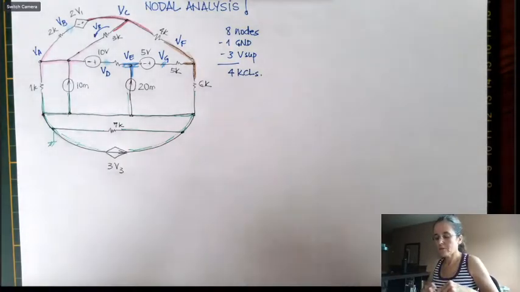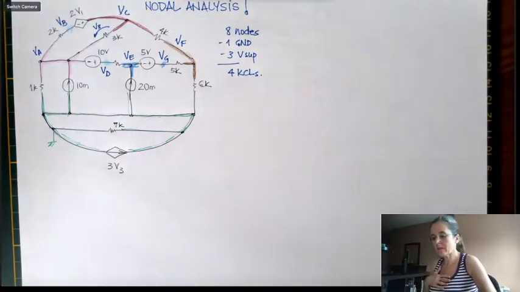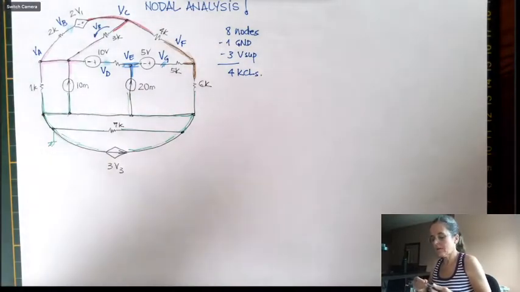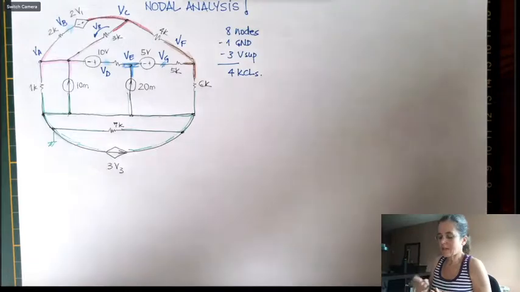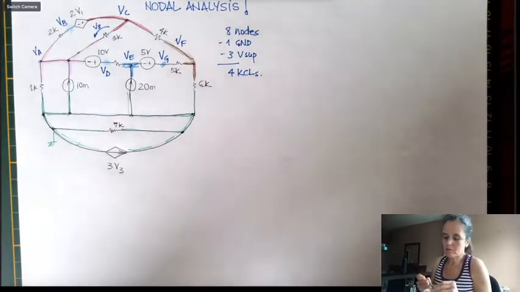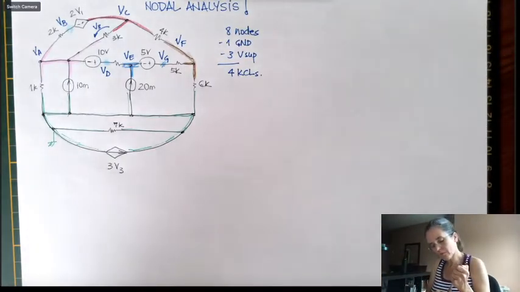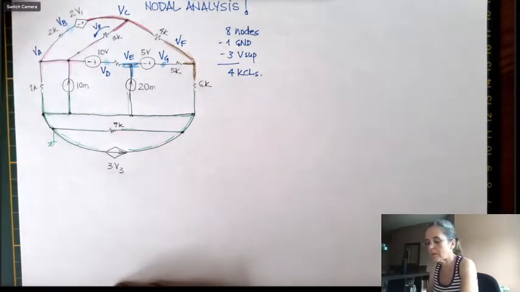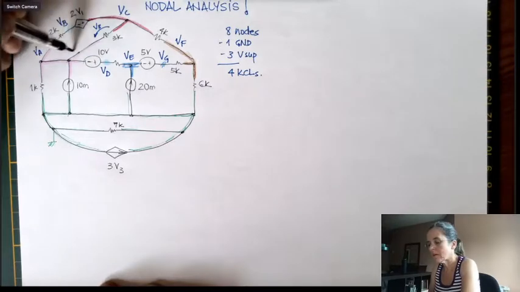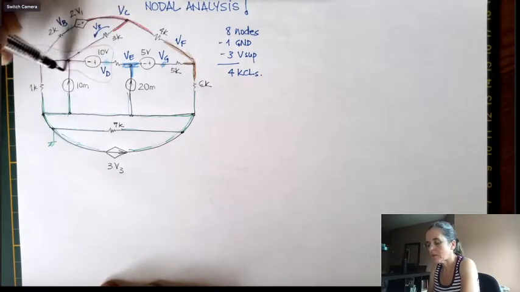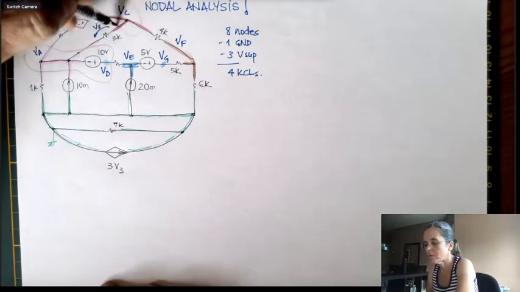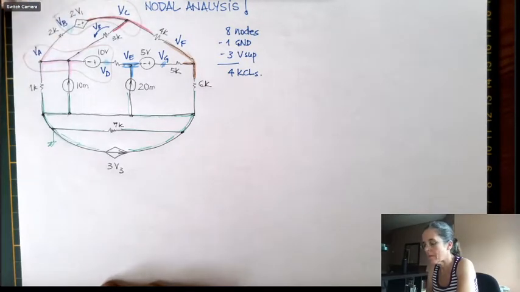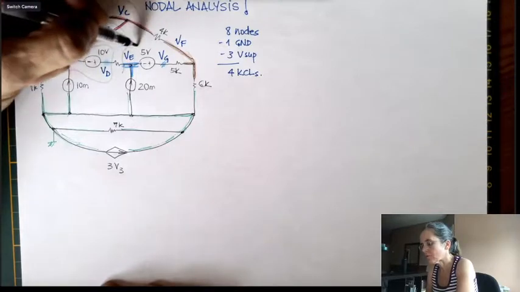So now that I know how many KCLs I need, I'm going to use maybe brown again to draw a cloud around my supernode so that I know not only where the KCLs will be, but also which supernode expressions I need. So look, VA and VD, because of the 10 volts, they make a supernode. VB and VC also here will make a supernode. And then VE and VG also.